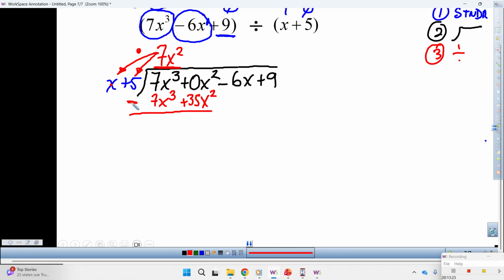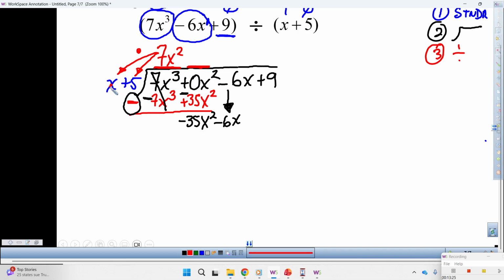From there, we're going to subtract. Look up. Don't forget to circle your subtraction sign so that you remember to distribute here and here to both terms. So 7x cubed cancels with 7x cubed. 0 minus 35x squared is negative 35x squared. Bring down the next term. What is my next term? Negative 6x. Do the process again.